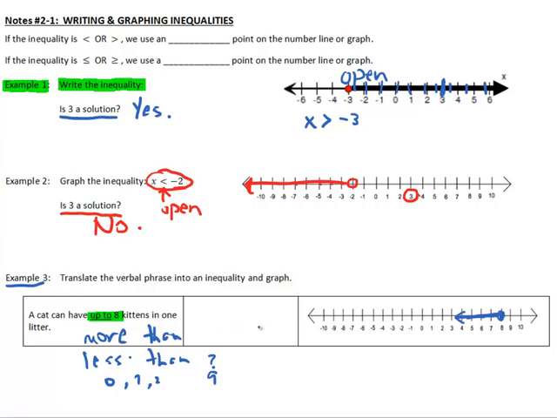So the inequality then is going to be x, and I'm going to have 8. And since it can include the 8, I know it's going to have the equal in it. And the solutions are less than 8. They're numbers to the left of it. Okay, so I'm going to write x is less than or equal to 8, and I'm going to graph it that way.